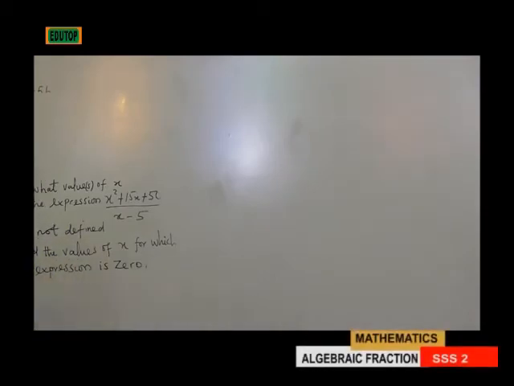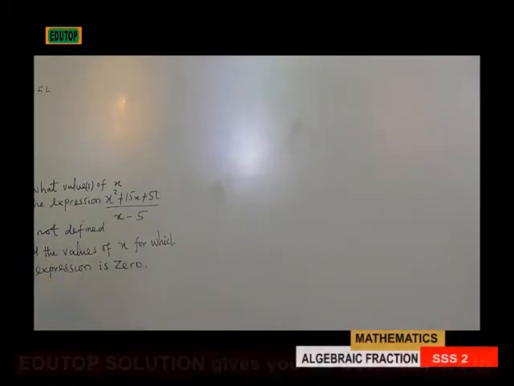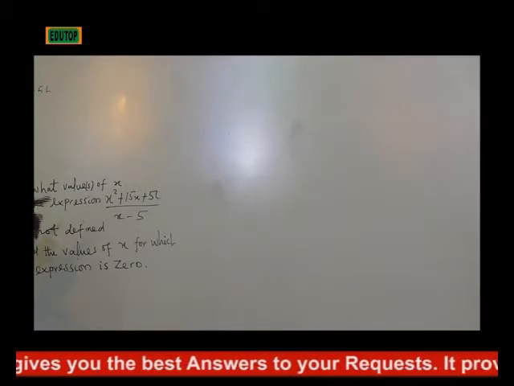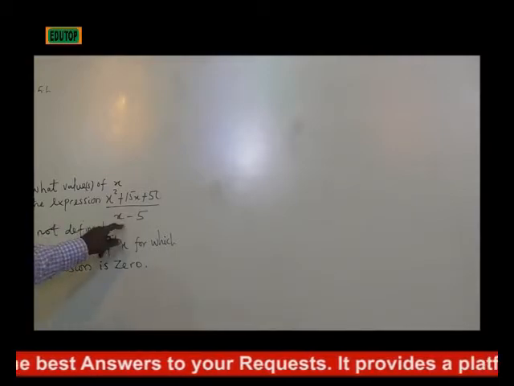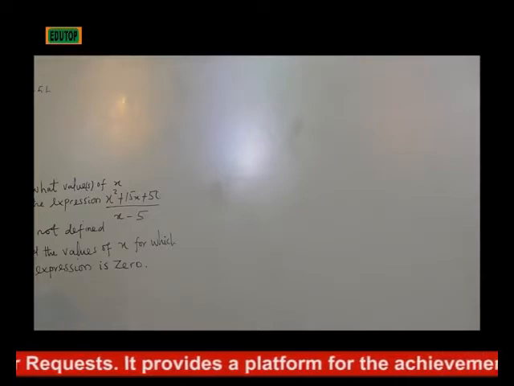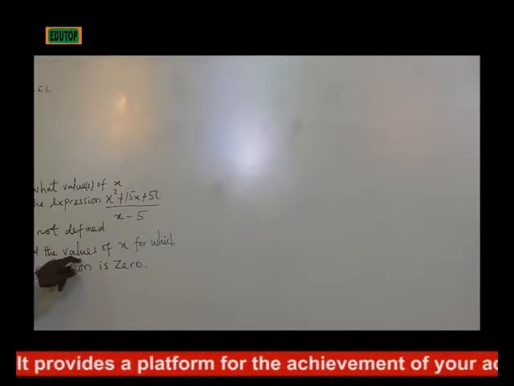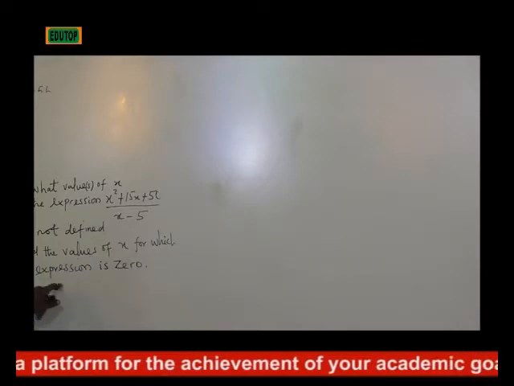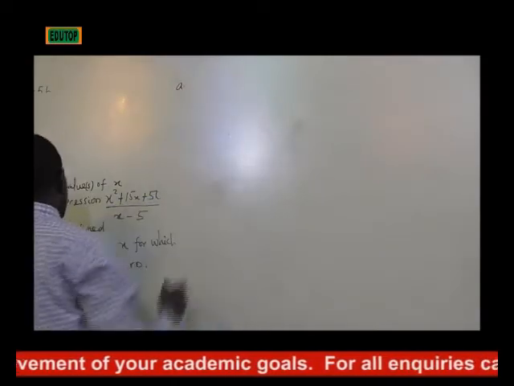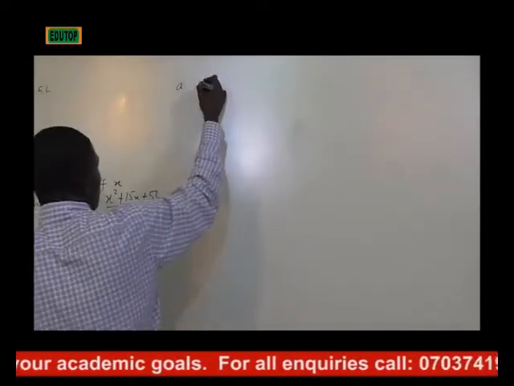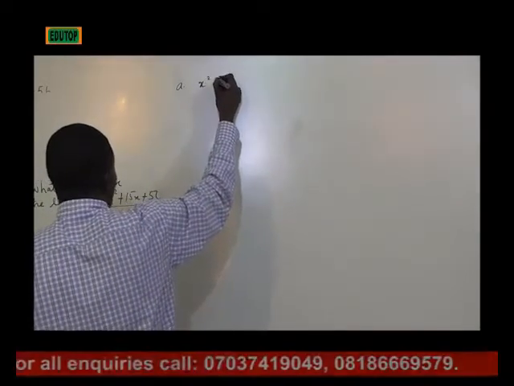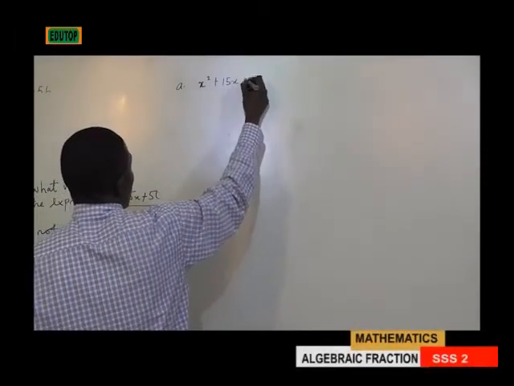Now the third part of this question, which has two sub-questions. For what values of x is the expression not defined? And B, find the values of x for which the expression is zero. So automatically we are having two questions here. The first one says that we should find the value or values of x that will make this expression undefined.